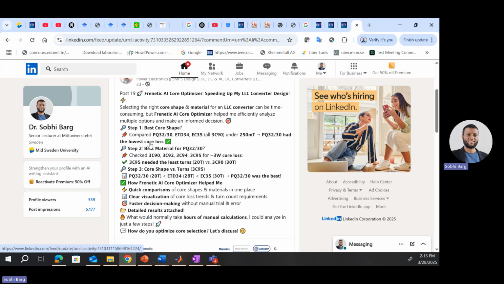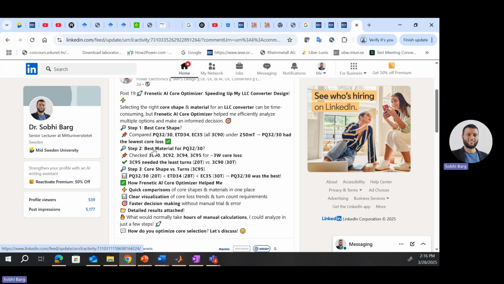We can follow the design steps given by Anish. In step number 1, he tested different magnetic cores, PQ32, ETD34, and EC35, all using 3C90 material under 250 millitesla. This approach is fundamentally wrong, because you cannot test different cores using the same magnetic flux density. That's incorrect. This is the fundamental mistake of this core optimizer.